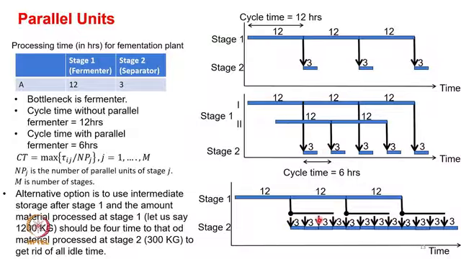Even that intermittency, we could typically utilize by storing them and using them. For instance, the stage 1, let's say, 1200 kilogram.